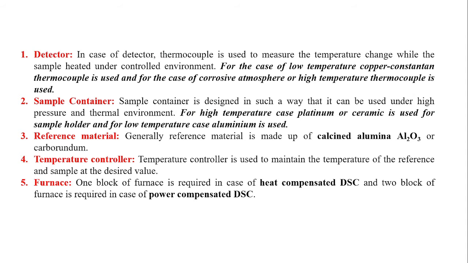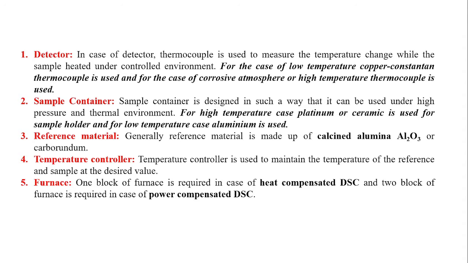These are the basic parts of our DSC. First there is the detector. Thermocouple is the detector here. It is used to measure the temperature change while the sample is heated under a controlled environment. For the case of low temperature, a copper constantan thermocouple is used, and if the experiment requires high temperature, a platinum or ceramic sample container is used, and if the temperature is low, then aluminium sample containers can be used. Reference material can be calcined alumina or carborundum.